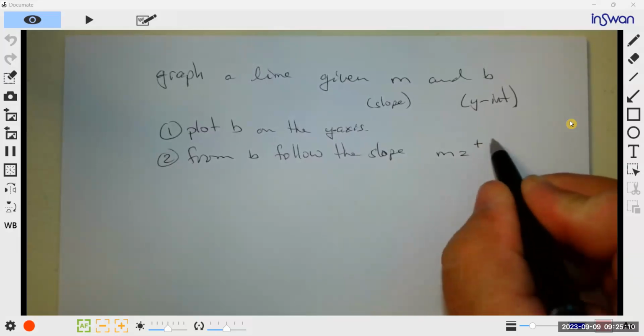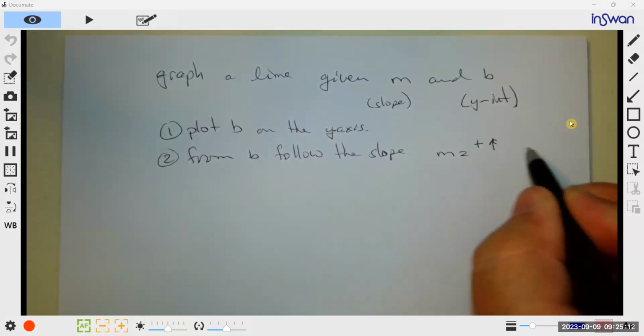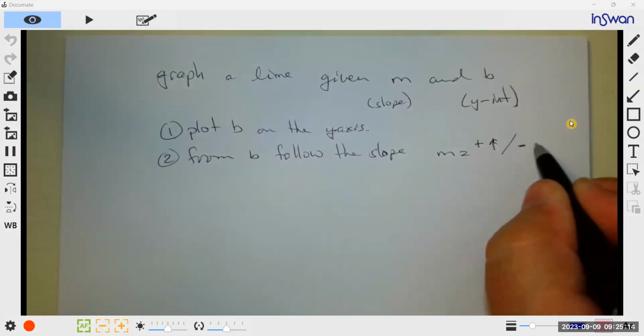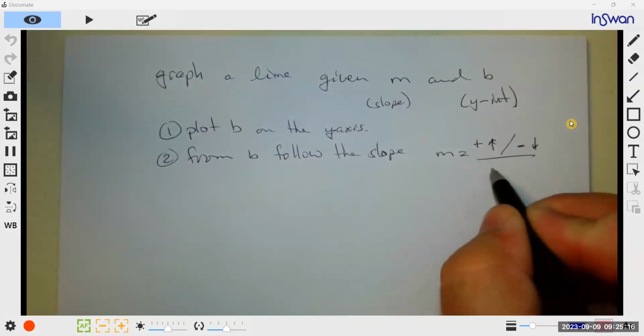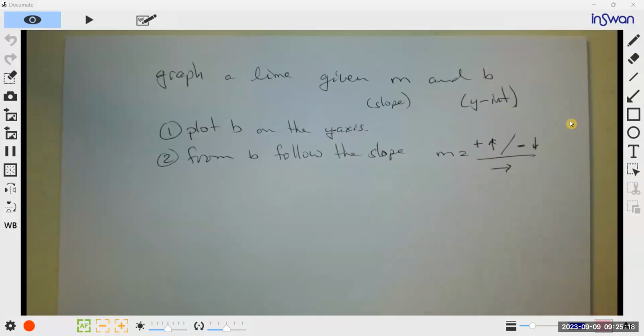If the top number is positive, you go up. If the top number is negative, you go down. And the bottom number is always positive, so you go to the right.